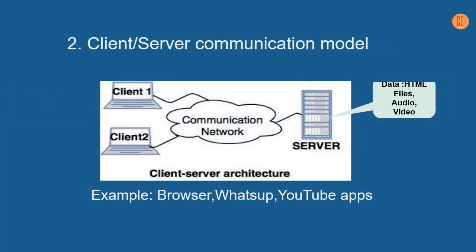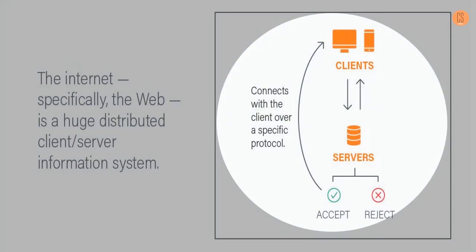In the client-server communication model, the client requests data from the server, and the server serves the data back to the client. In this model, the data is always present on the server. The browser on your PC, the WhatsApp app, and the YouTube app are examples of the client-server communication model. The internet is a huge distributed client-server communication model.